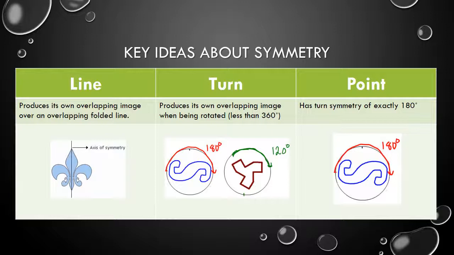Finally, we have point symmetry. When the turn symmetry is 180 degrees, or you can have a combination of multiple turns that create 180 degrees, like a 90 and 90, then we call that point symmetry. And that is your 11-3 lesson intro in 5 minutes or less.